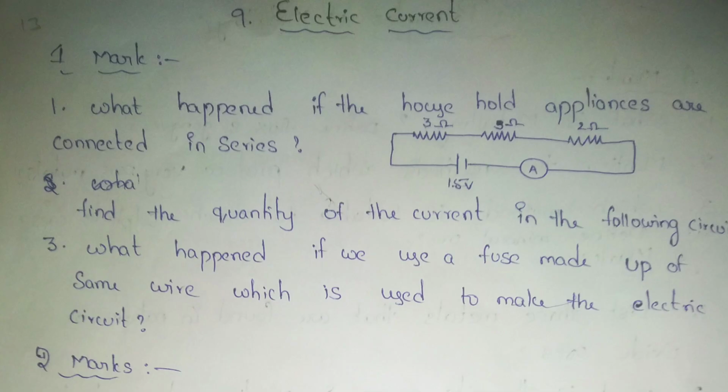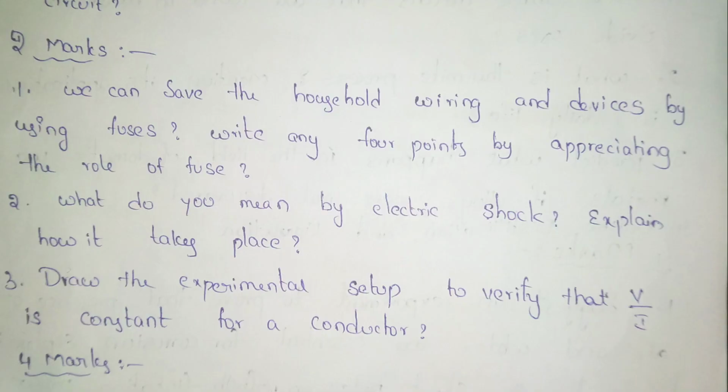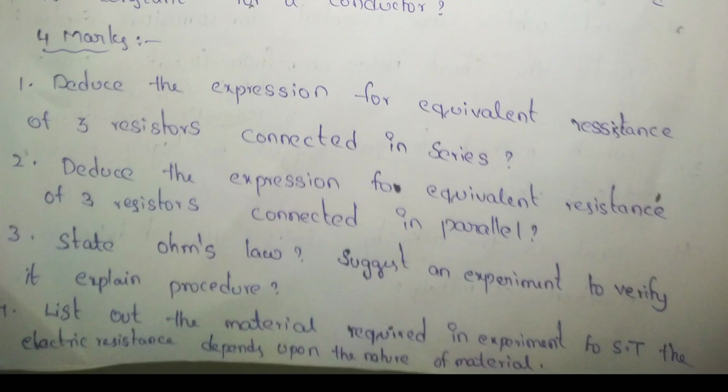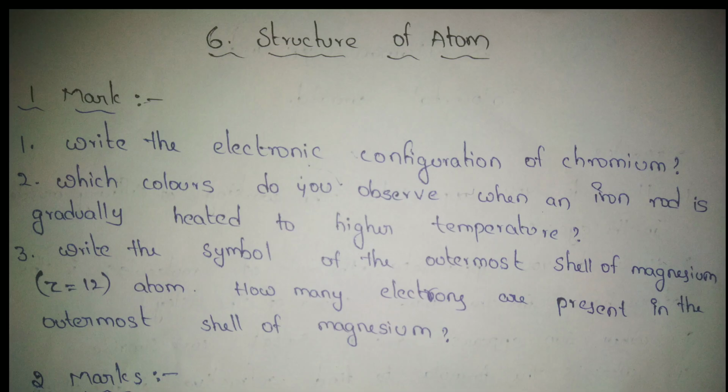Electric current. What happens if the household appliances are connected in series? 2 mark questions. Draw the experimental setup to verify that V by I is constant for a conductor. 4 mark questions. Deduce the expression for equivalent resistance of 3 resistors connected in series. State Ohm's law. Suggest an experiment to verify it. Explain the procedure.